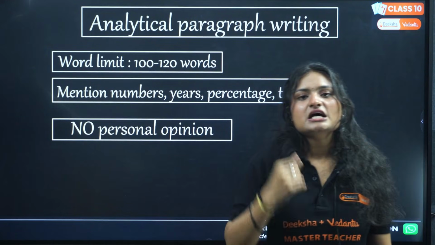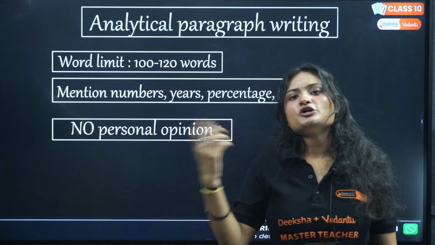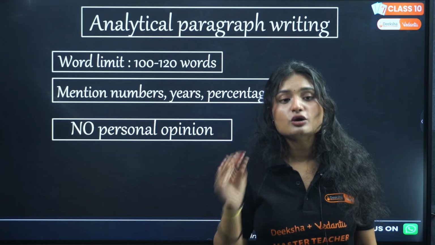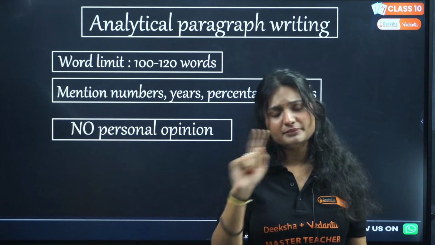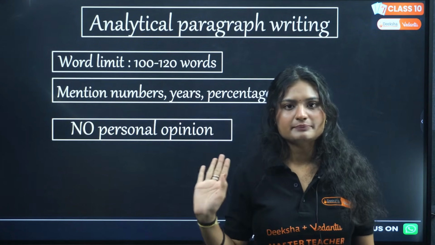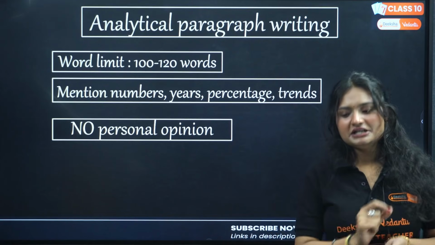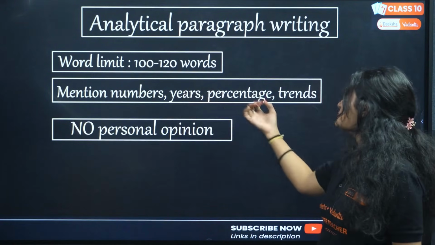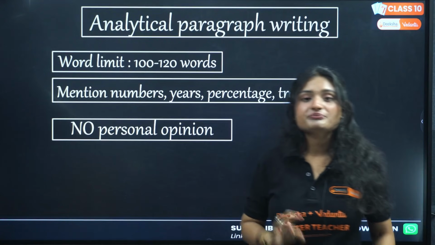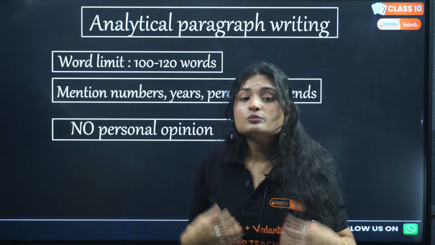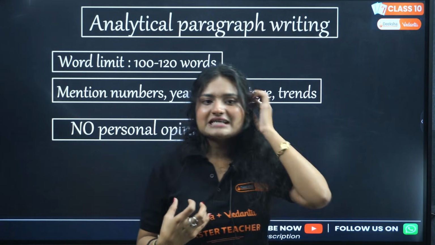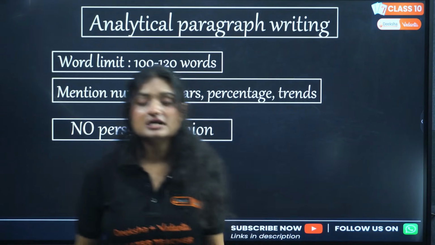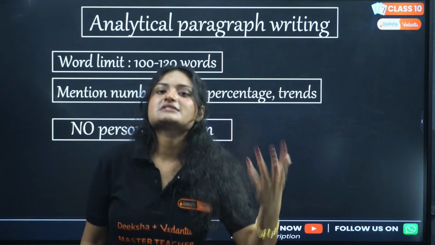Supposedly there is a percentage given, 91.2% or something, okay. Always mention that data in numbers only. Write 91.2, simple. Do not write it out in words in English. Always mention the numbers, years, percentage, trends, whatever is given. That will make your data look more scientific. The examiner is not checking your English knowledge there, they are checking your analytical skills.